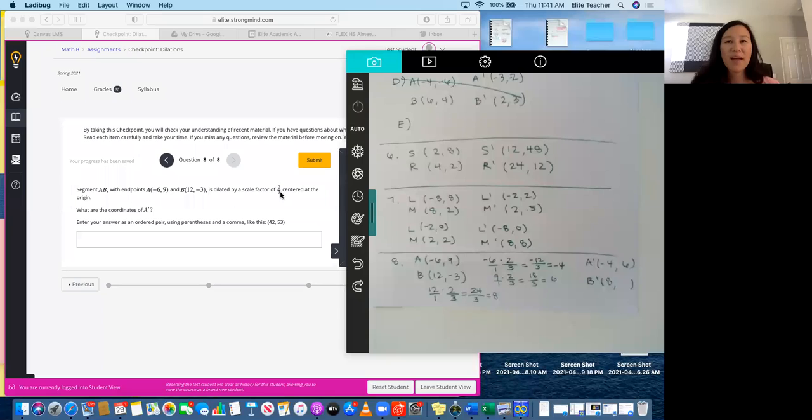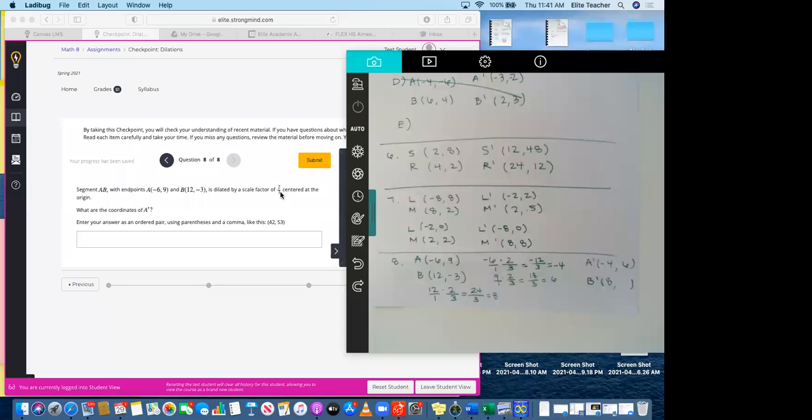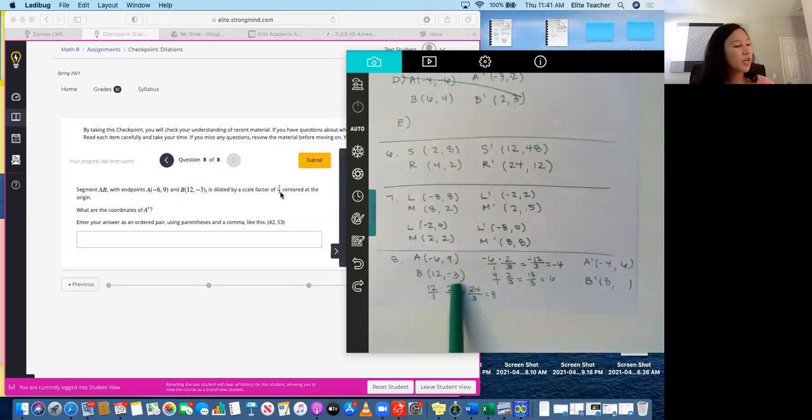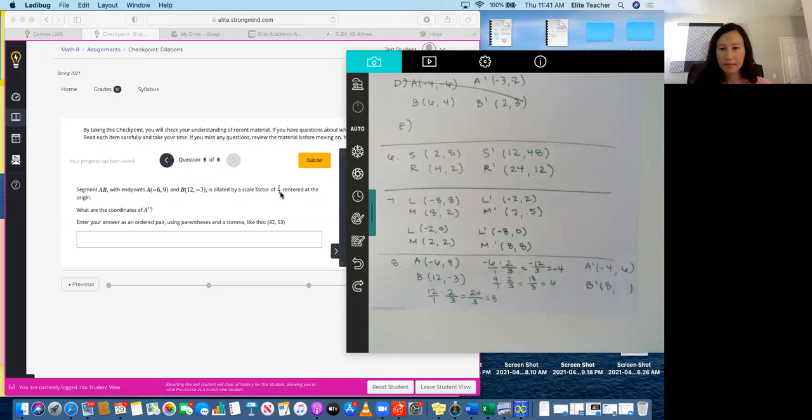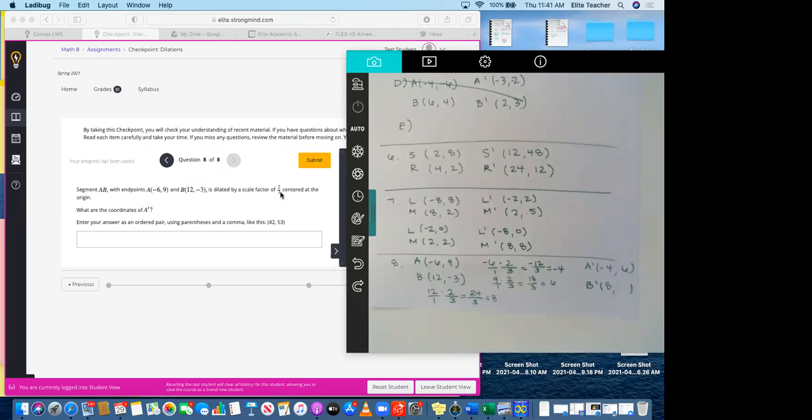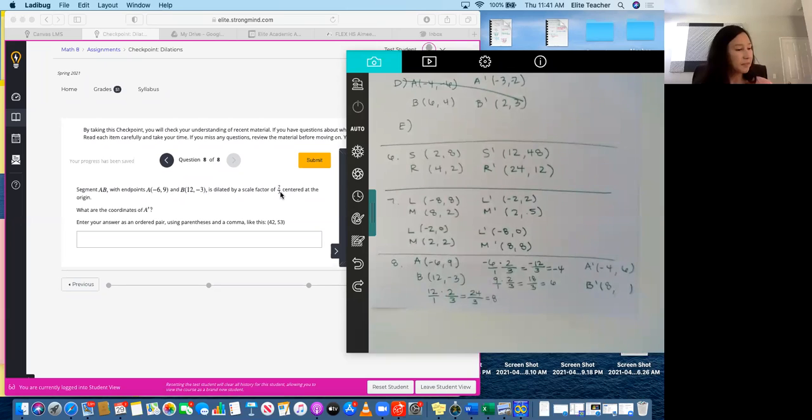Now, do you think you can find the y value, Lucas? Yeah. Okay, go for it. Wait, you mean the B coordinates? Yeah, the y coordinate for B prime. Yes. I think I got the coordinates. Okay, awesome.